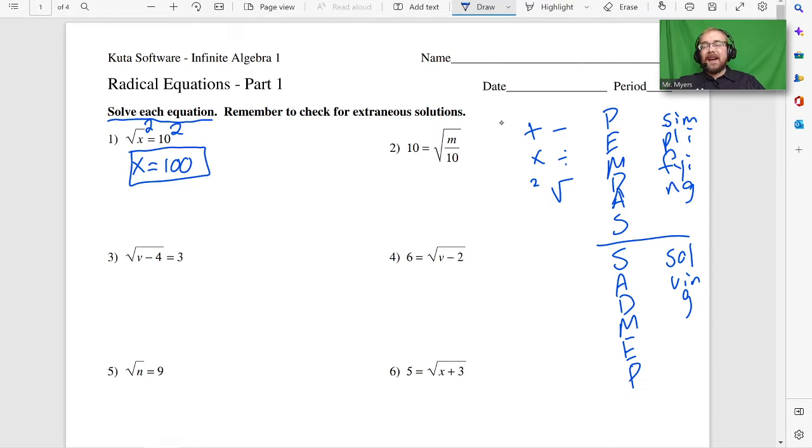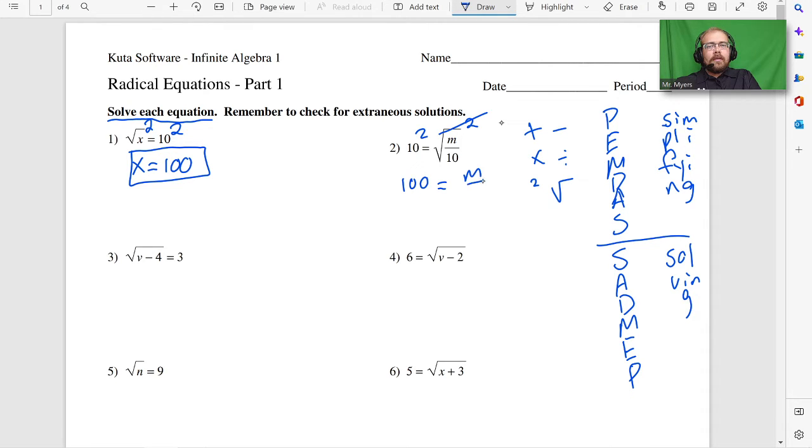There will be more steps. But that's where the SADMEP thing comes in. So you use SADMEP in conjunction with the opposite operation. You do the opposite of the thing that's happening to the variable, and that gets rid of it. If you do the opposite, opposites cancel. Okay, so for number 2, what's the opposite of a square root? It's a square. Square, square. 100, right? 10 squared. 100 is equal to, well, the square and the square root cancel again.